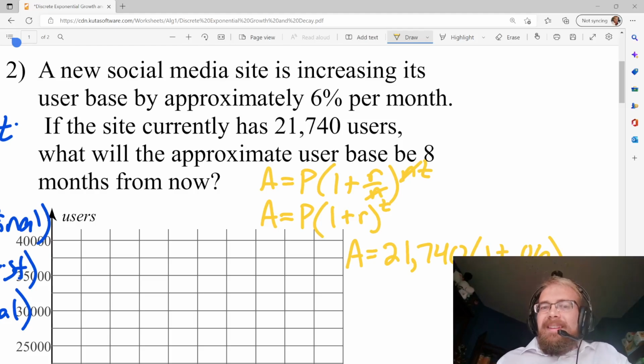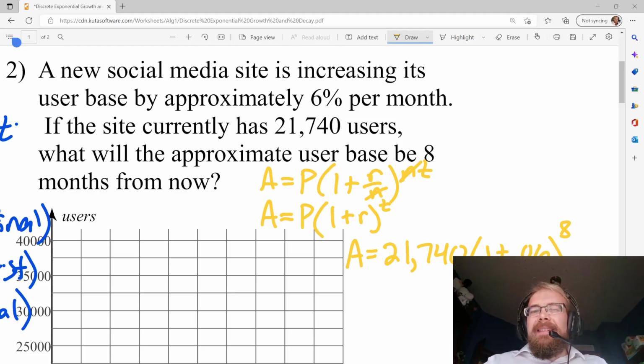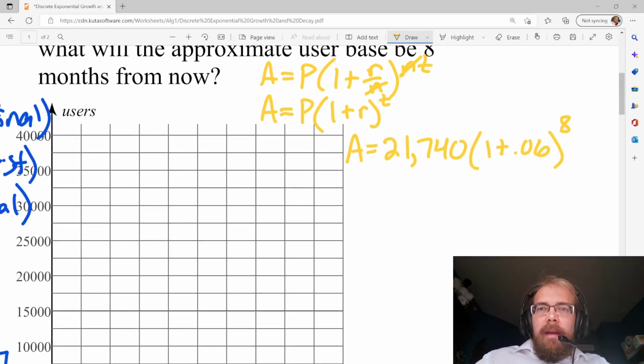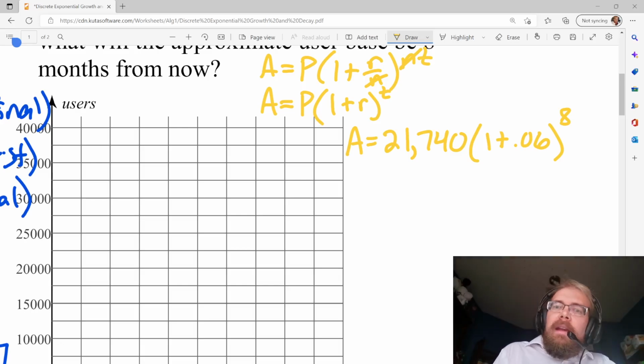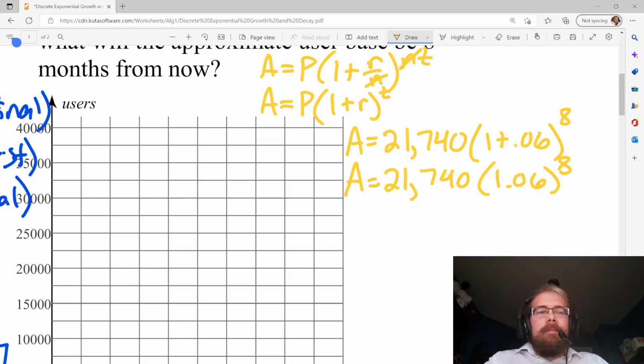Okay, so t is in months, so we're just going to put 8 here. We want to know what's happening 8 months from now. You could make t years, but that would make the formula way more complicated and unnecessarily complicated. So we're just not going to do that. And as always, I'd like to clean this up before I plug it in. So the answer, the ending amount, is 21,740 times 1.06 to the 8 power. Okay, so I'm going to type that in now.